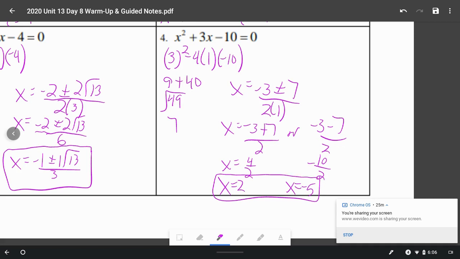Now the funny thing here, and many of you probably didn't realize, is that the quadratic formula wasn't the only way that you can solve this. Since there's no square root left, you could have solved it by factoring. So we could have found the two numbers that multiply to give me negative 10, but add to give me positive 3. And that would have been plus 5 and minus 2. So we would have gotten the same exact answers of negative 5 and 2, going by factoring or by the quadratic formula.